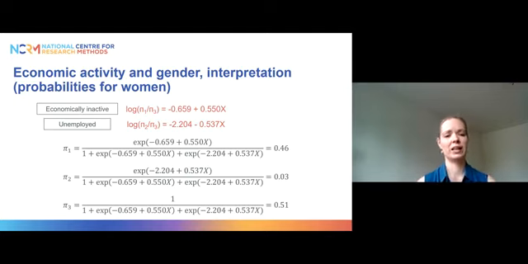And the difference between calculating the probabilities for men and for women is that for women we need to take into account beta 1 and beta 2, so the coefficients attached to the gender explanatory variable, which in the first equation is 0.550, and in the second equation is negative 0.537. For men, we can drop these because they are the reference category in this dummy variable, so the coefficients would be multiplied by 0, and when you multiply something by 0, it disappears. So for men, we would only need to exponentiate the constants from these two equations.